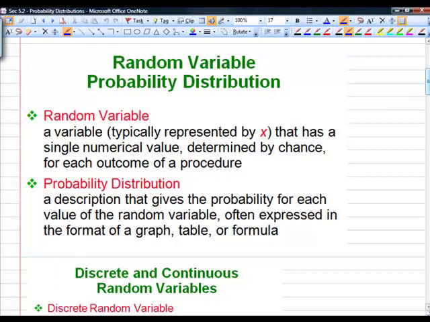So we're going to start though with a random variable. When we use an uppercase variable to describe something, that's the random variable. Any particular outcome then would be a lowercase variable. So for instance, if I let X represent the number of girls born in a family, this lowercase x would then represent either 0, 1, 2, 3, which would be the number of children. But the random variable is what the numbers for the little variable represent. It has a single numerical value that's determined by chance for each outcome of a procedure.